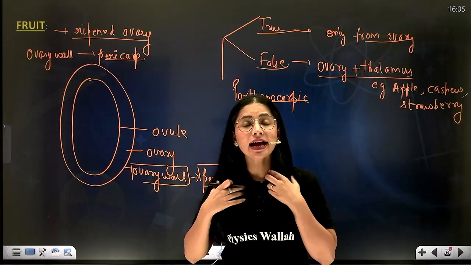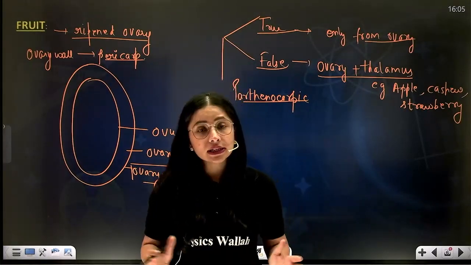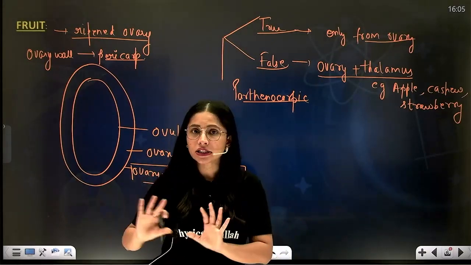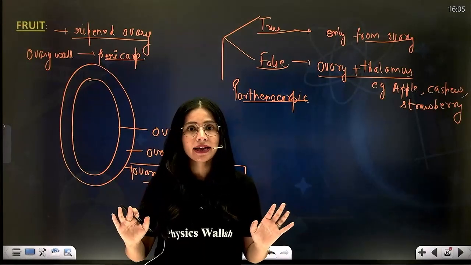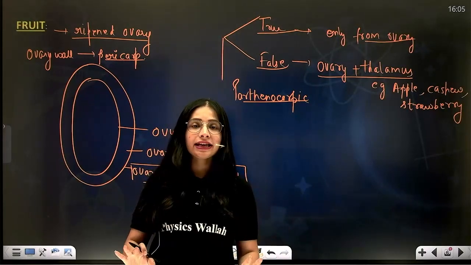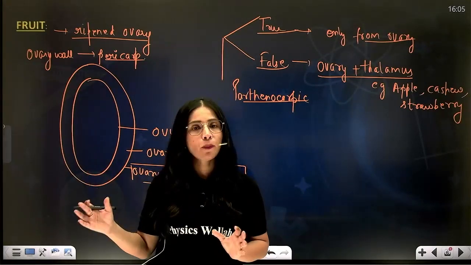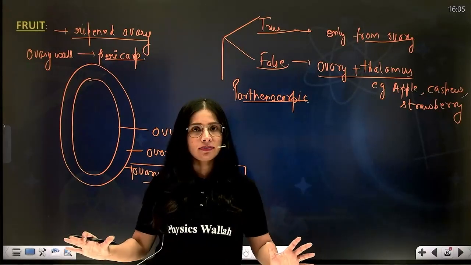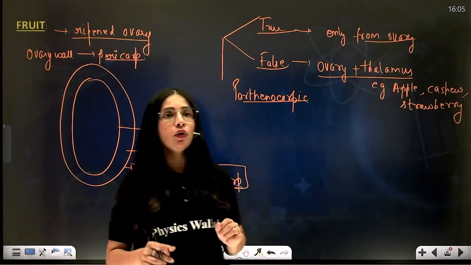The third category of fruit is parthenocarpic, where fruit is formed without fertilization. Ovules are not transforming into seed. There is no formation of zygote taking place. There is no fertilization taking place. But still, simply ovary wall is transforming into pericarp. There is only fruit formation without seed formation. Such type of fruit is known as parthenocarpic fruit.